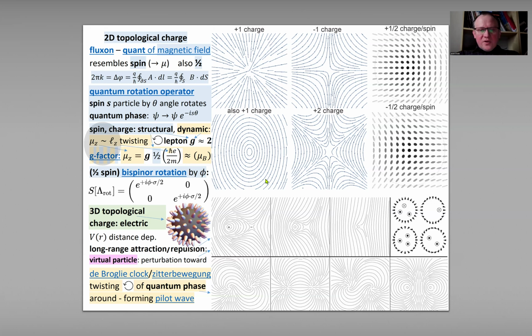So finally, going to 3D, we would get, for example, this hedgehog-like configuration. Here in two dimensions, I interpret it as spin. There are many arguments, also because it's magnetic. And for 3D, we interpret it as electric charge and get the Coulomb interaction. Yes, getting two opposite charges together reduces energy, like here. And there is also this clock. Finally, there can also be this field phase rotation.